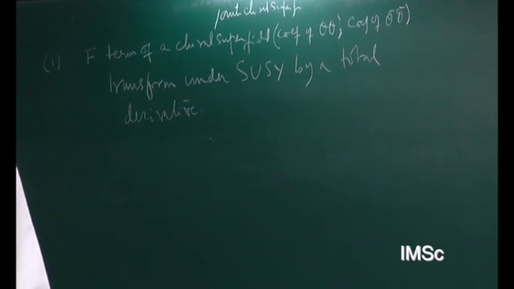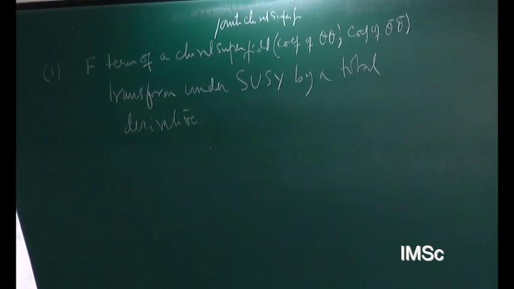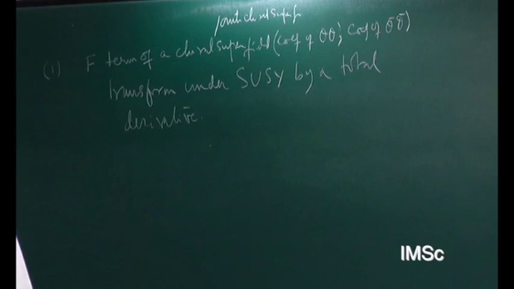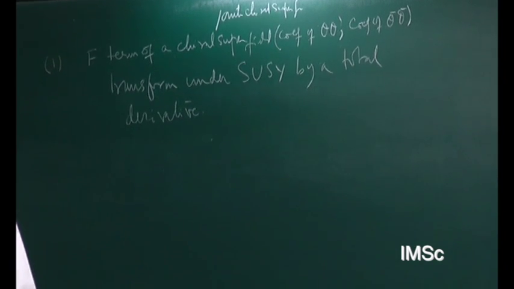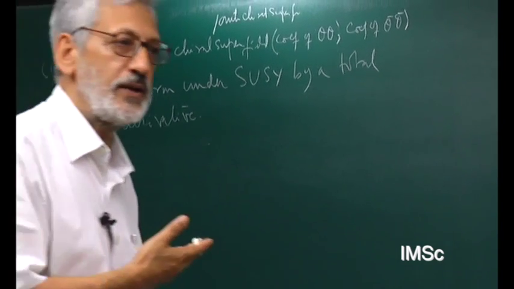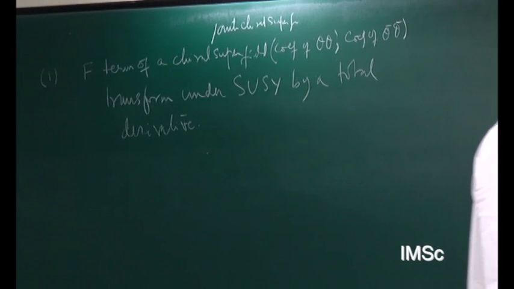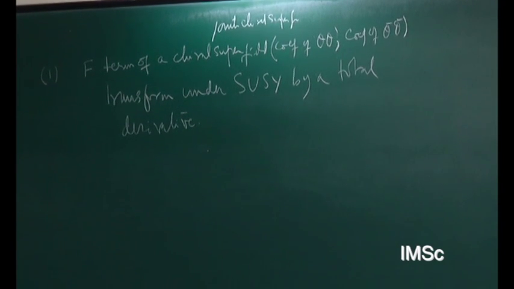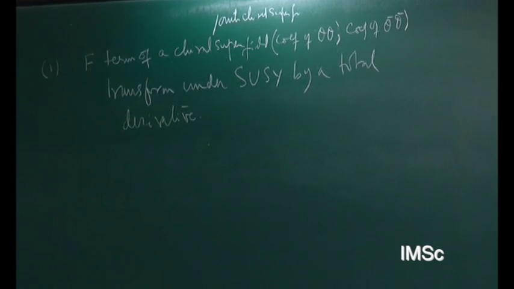So if we want to construct a supersymmetric invariant Lagrangian, this could be a good candidate because it would transform under a total derivative, and an action, which is the integral of the Lagrangian, would be invariant.